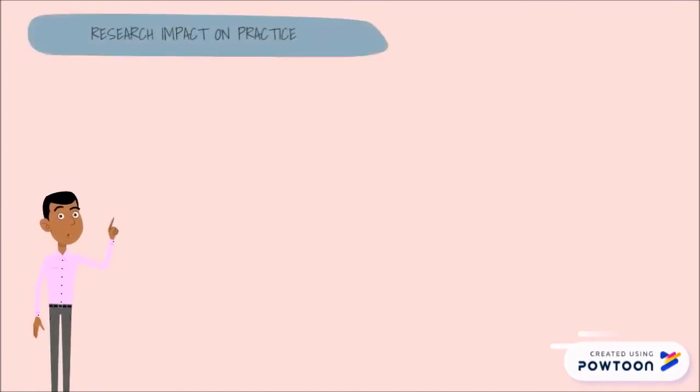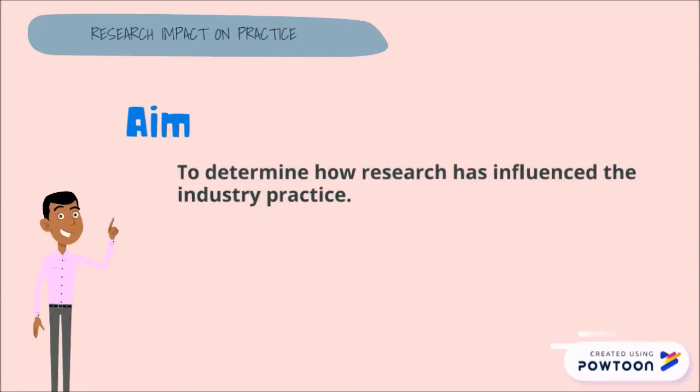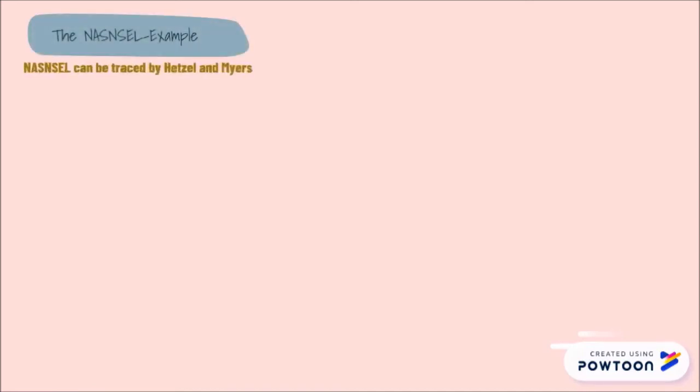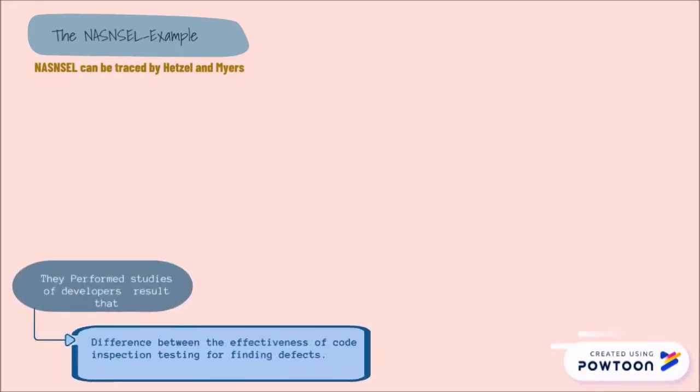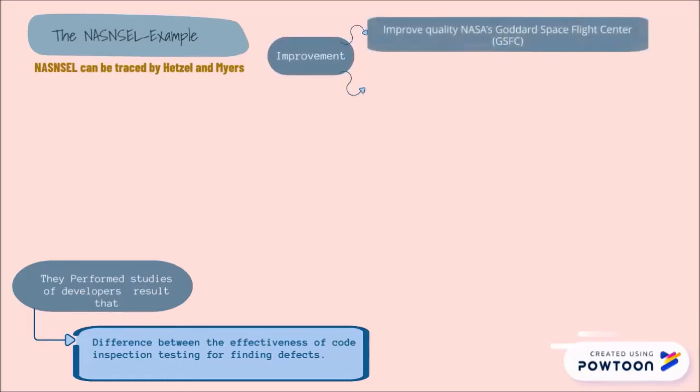So in this article, they made a research on the impact on the practice. In this research, their aim is to determine how research has influenced industry practice. One of the impacts on the practice is the non-cell, which can be traced to Hetzel and Myers. They performed a study of developers, with results showing the difference between the effectiveness of code inspection and testing for finding defects. They had improvement at NASA's Space Flight Center.